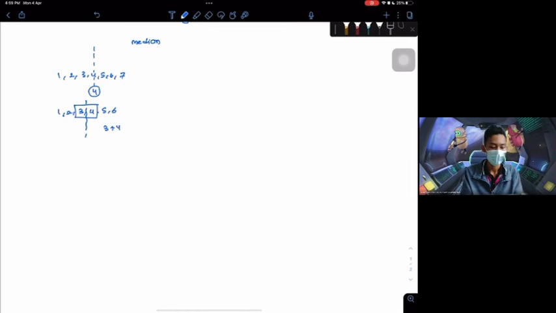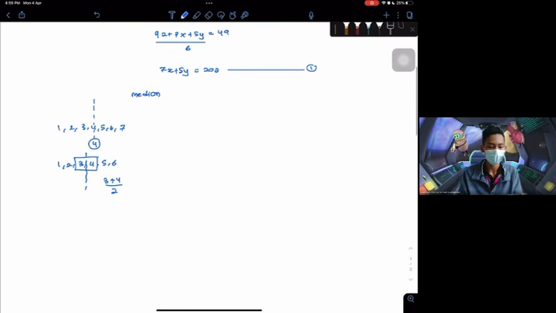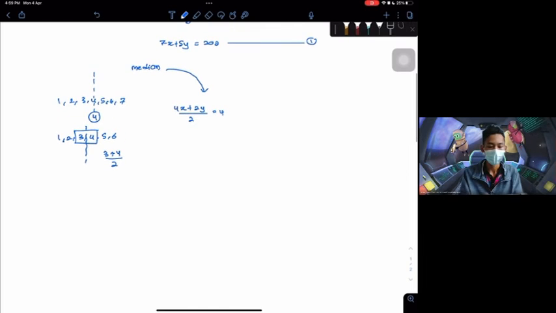Alright, let me show it. 4x plus 2y divided by 2 equals our median, which is 47. So we simplify the equation, we will get 4x plus 2y equals 94. And then we express y. I would like to express y in this equation, which is faster. y equals 47 minus 2x. This is our second equation.